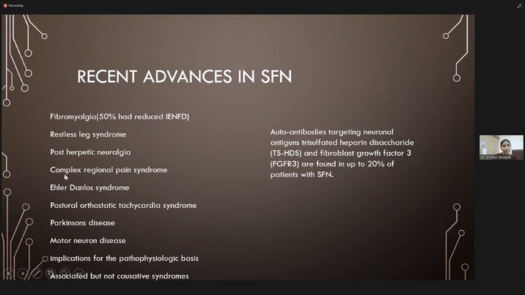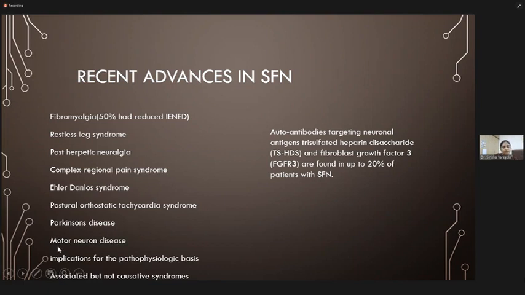Post-herpetal neuralgia, the regional pain syndromes like CRPS, all of them, where there is flushing and severe painful episodes. Even Ehlers-Danlos syndrome, they have hypermobility as well as some painful episodes. Even POTS, postural orthostatic tachycardia syndrome, is said to have a small fiber neuropathy in the form of autonomic neuropathy. It was found that patients with Parkinson's, already we know that there is some postganglionic autonomic dysfunction in Parkinson's disease.